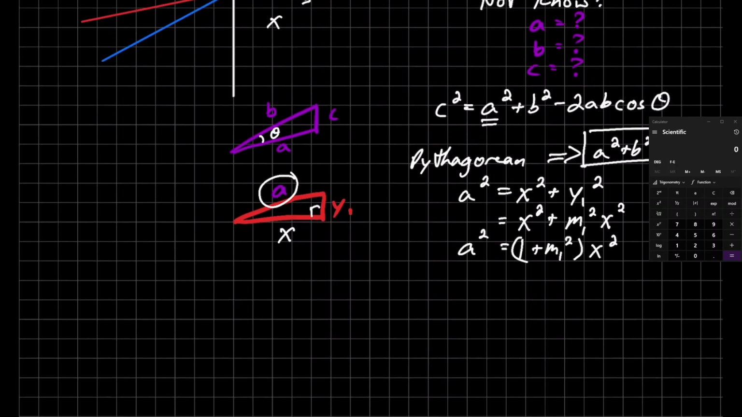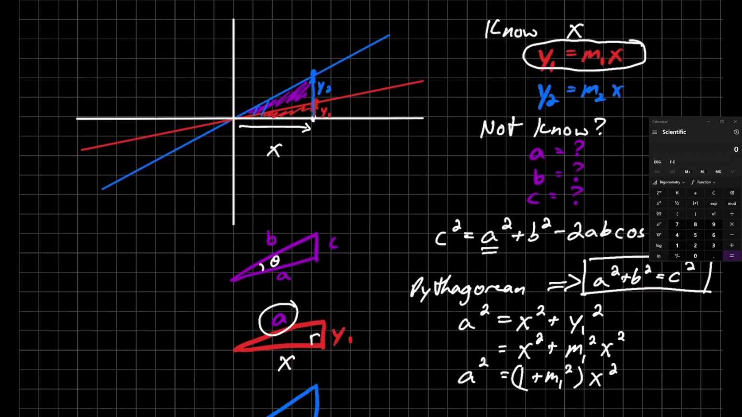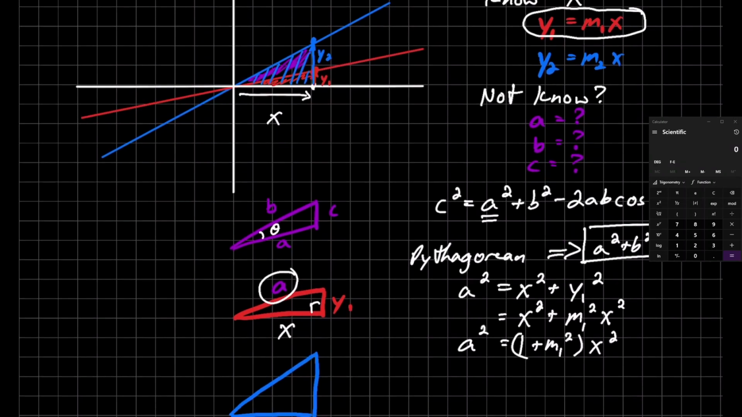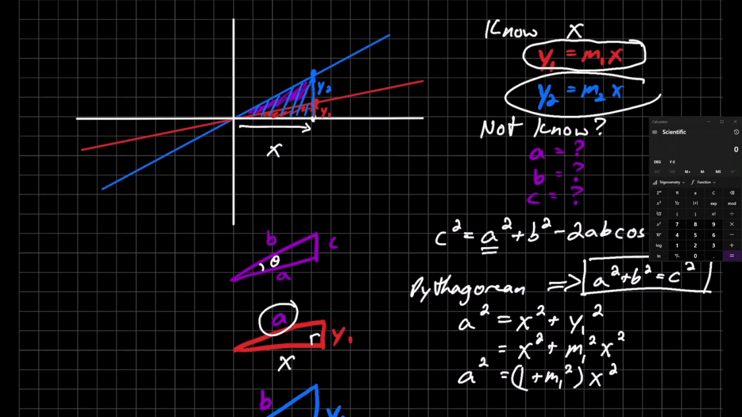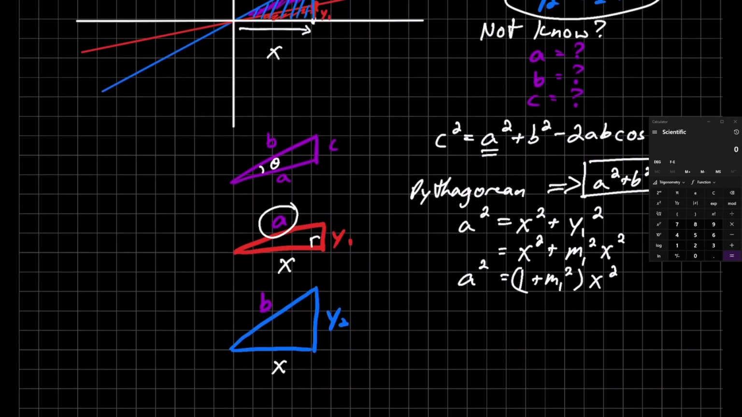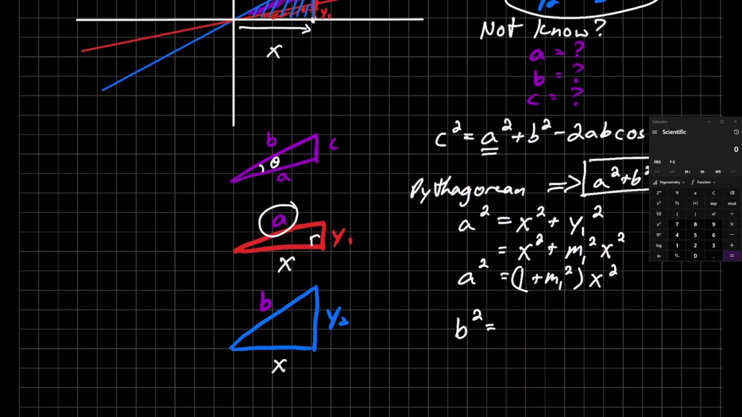So we can repeat this process to find out what b is. Drawing a triangle again for b, this is all of this stuff right here. It has a length of x and a height of y2, and a hypotenuse of b. And so similarly, we're going to get an equation using what we know about y2. We're going to get that b squared is equal to 1 plus m2 squared times x squared.